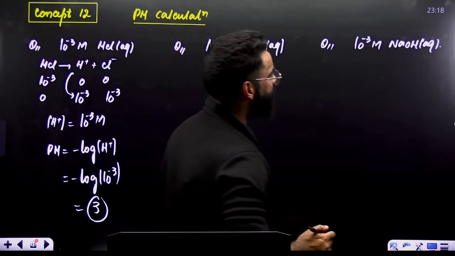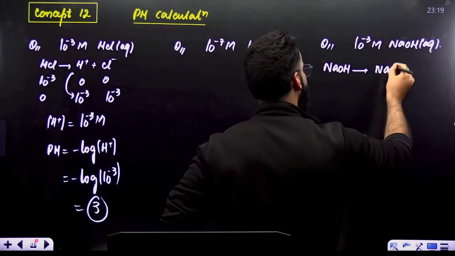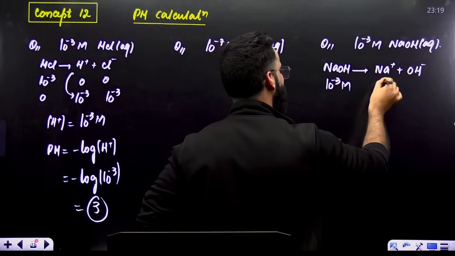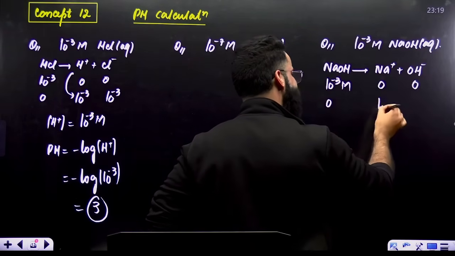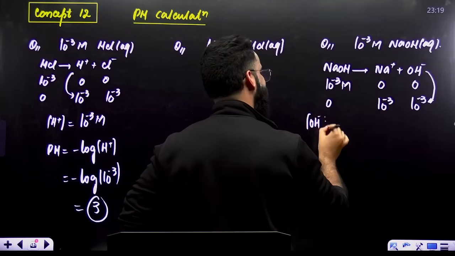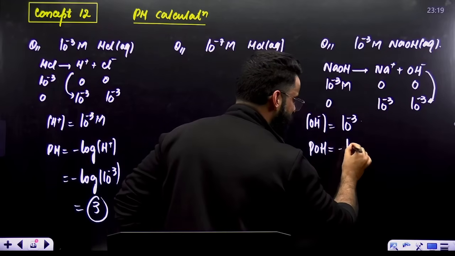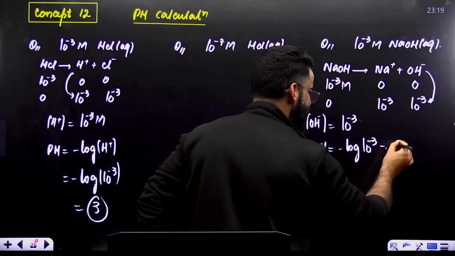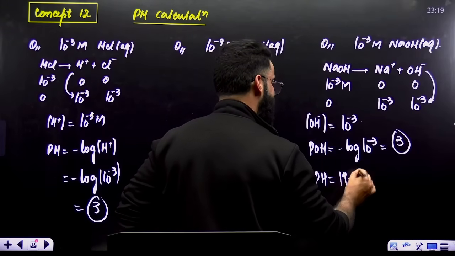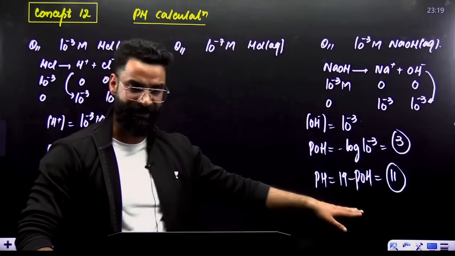Look at this one, 10 raised to the power minus 3 molar NaOH. Now NaOH is a strong base. How will it undergo dissociation? Na positive aqueous plus OH negative aqueous. Its concentration I had kept as 10 raised to the power minus 3 molar. This was 0, this was 0. Now this is 0, and this will be 10 power minus 3. This will be 10 power minus 3. So if I ask you what is the OH negative ion concentration in the container, it will be 10 raised to the power minus 3, right? Now if I calculate pOH, p stands for minus log of OH concentration. So this value comes out to be 3. If pOH is 3, then remember pH is equal to 14 minus pOH, right? So 14 minus 3 is 11. So the pH of this particular solution is 11, right?